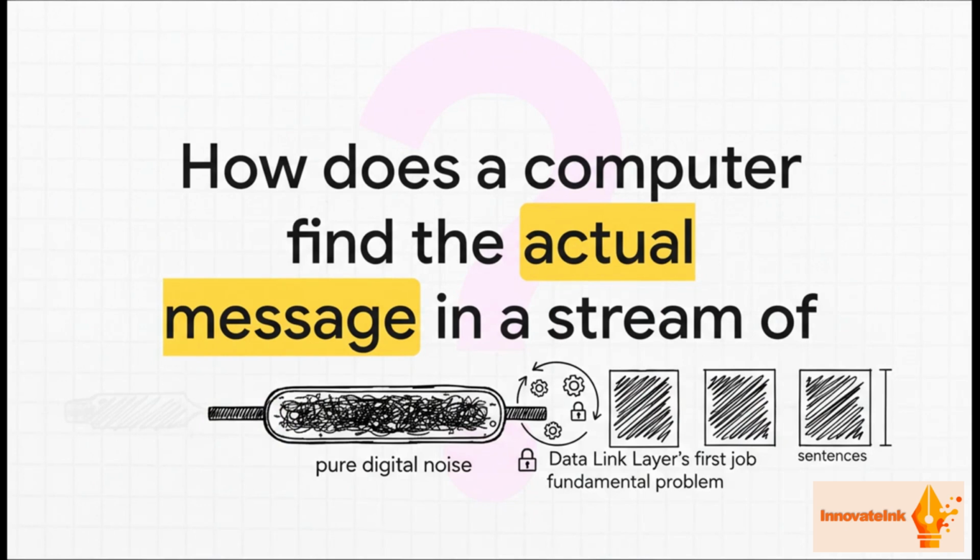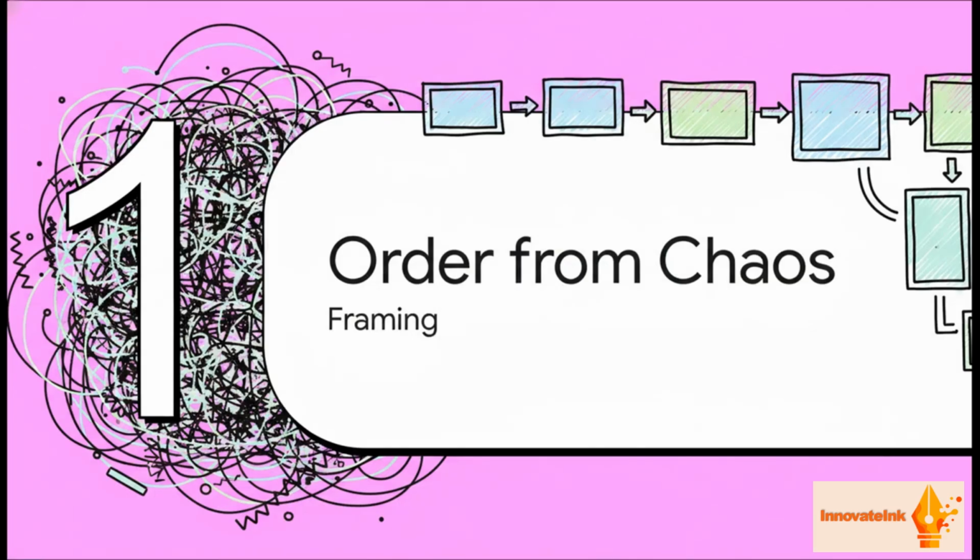To a computer, the signal on a wire is just this, an endless, chaotic mess of ones and zeros. There are no spaces, no paragraphs, just pure digital static. So the very first job of the data link layer is to step in and bring some serious order to all that chaos. And how does it do that? Well, the solution is a process called framing.